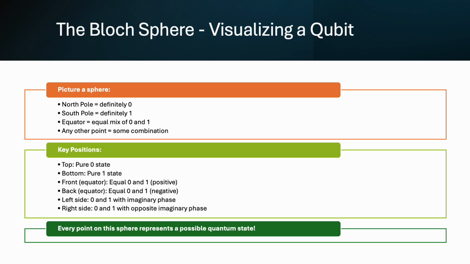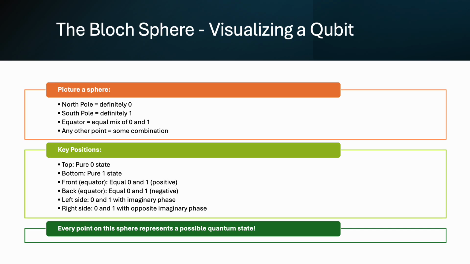Different points along the equator differ in something called phase, which is like the difference between waves that peak at different times. The front of the equator represents an equal superposition with positive phase. The back represents an equal superposition with negative phase. And the side represents superpositions with imaginary phase. Don't worry too much about the math of imaginary numbers. Just understand that different points represent different ways of being in superposition.